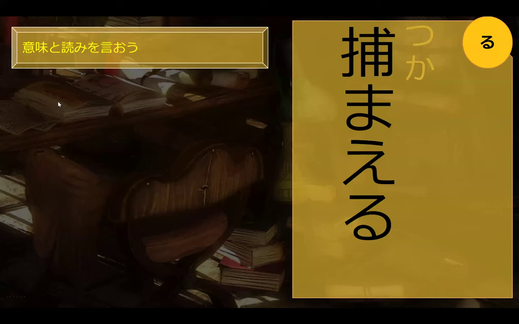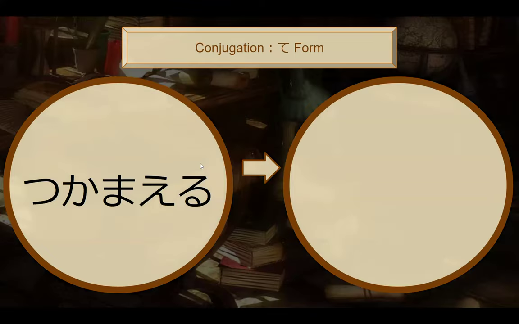Can you read this word, ni natta? So tsukamaeru, to be captured. What's the te form of tsukamaeru? This is a ru verb, so it's tsukamaete. Alright, with that, a glottal stop.